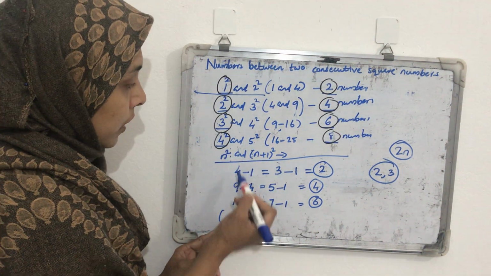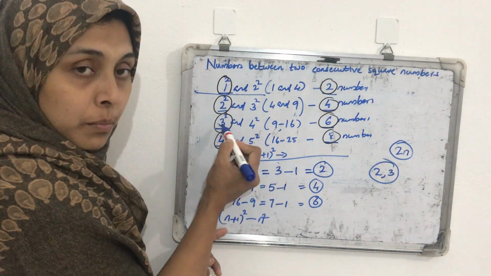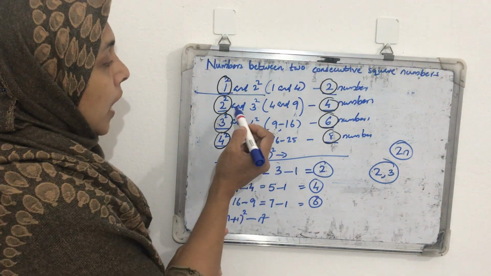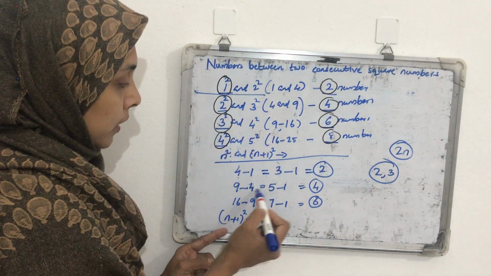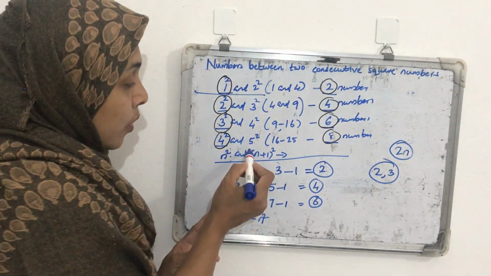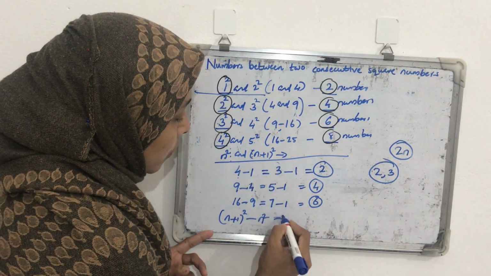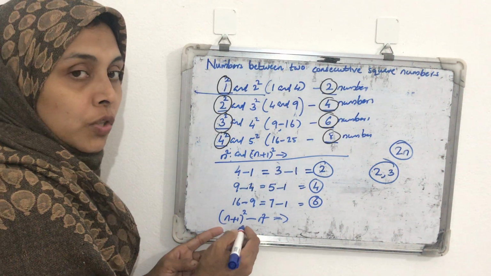We took 5 square minus 4 square, then 4 square minus 3 square, which is 16 minus 9, and 3 square minus 2 square. Just like we are doing for n plus 1 whole square minus n square, so that we know what the expansion of n plus 1 whole square is.